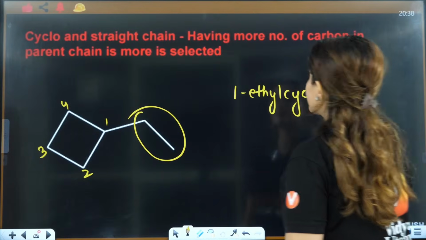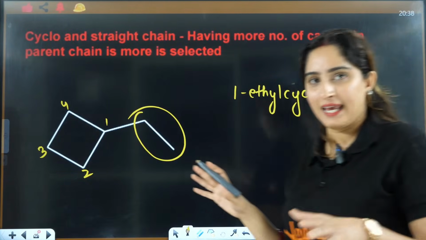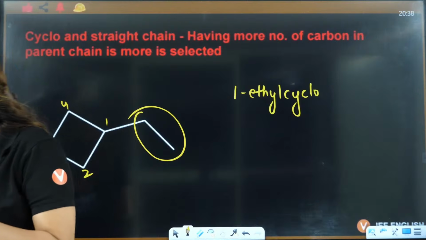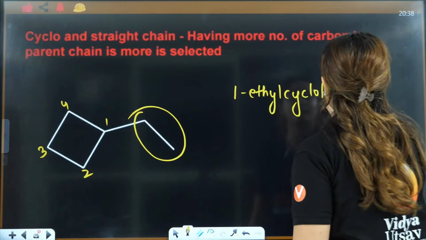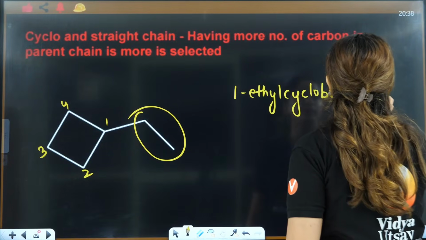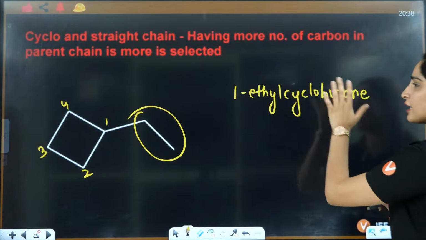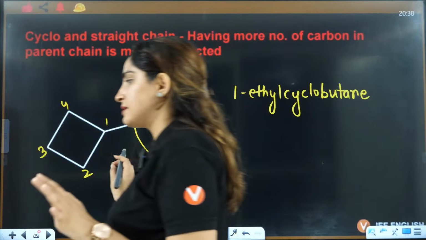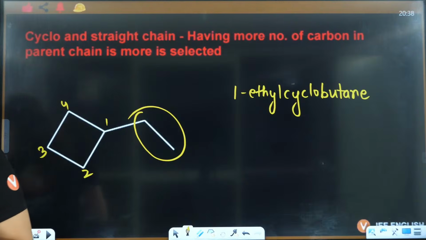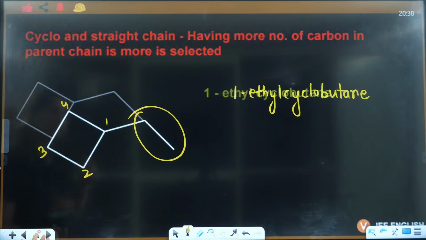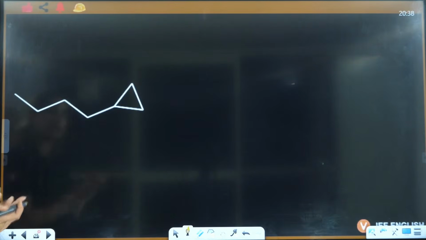Cyclo, because it's a cyclic alkane, right? In a cyclic alkane it is written as cyclobutane, right? So here 1 ethyl cyclobutane is the correct answer, right everybody? Cyclo is chosen here, right? Right, okay. Very good. So next, let's see the next one.